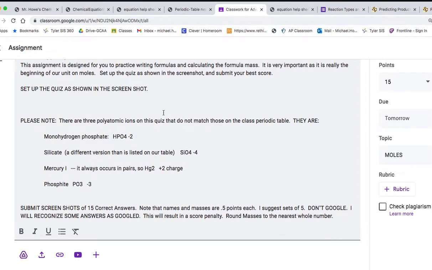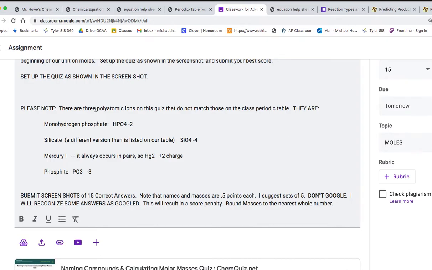Please note, there are 3 polyatomic ions. Actually, I found another one. There are 4 polyatomic ions on this quiz that do not match those on the class periodic table. They are: monohydrogen phosphate is on the periodic table on the bottom of it, but it just says hydrogen phosphate.